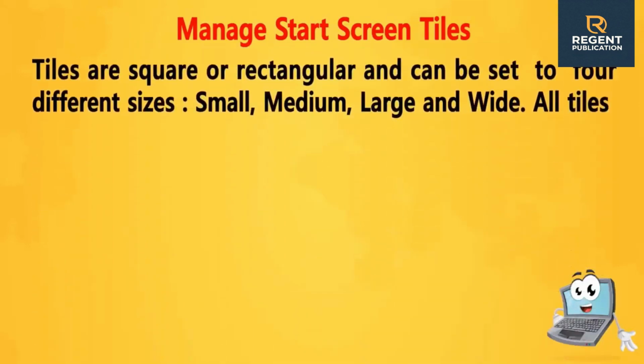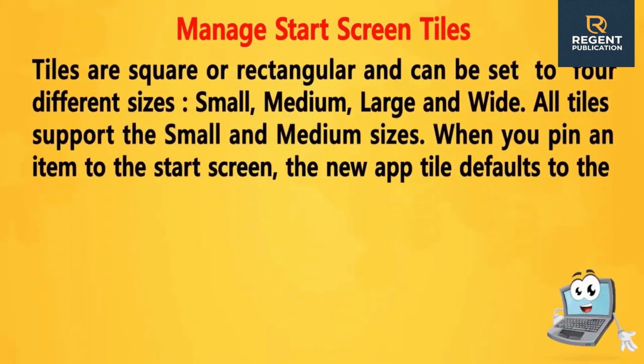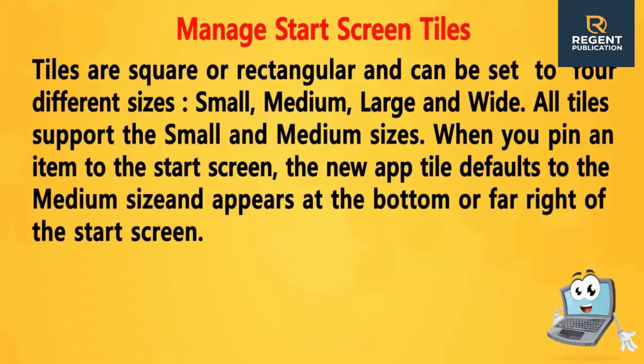Tiles are square or rectangular and can be set to 4 different sizes: small, medium, large and wide. All tiles support the small and medium sizes. When you pin an item to the Start screen, the new app tile defaults to the medium size and appears at the bottom or far right of the Start screen.